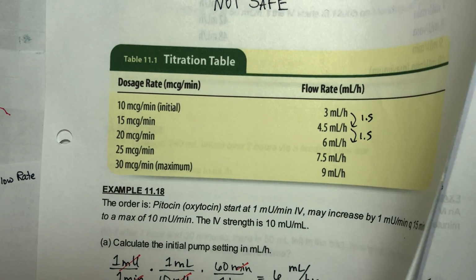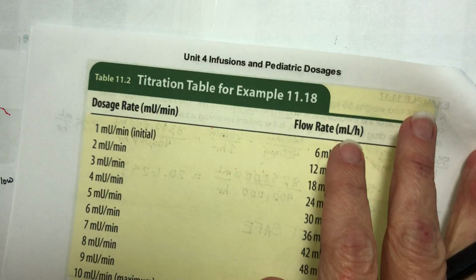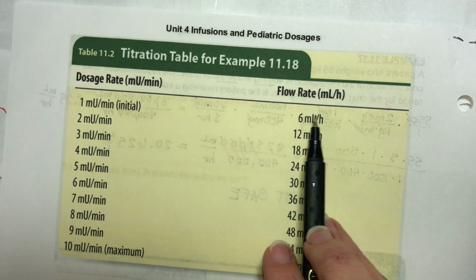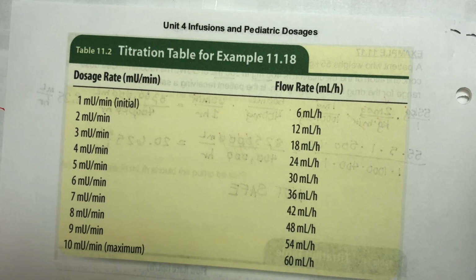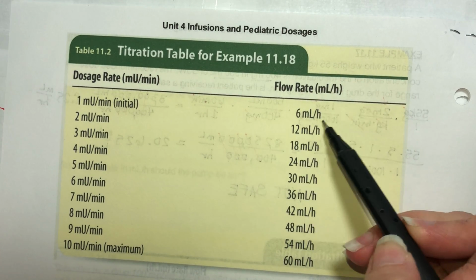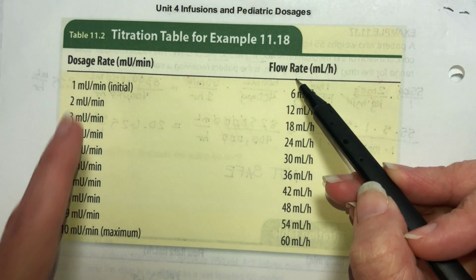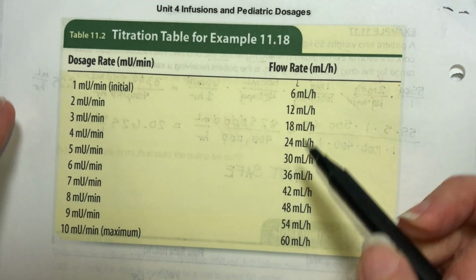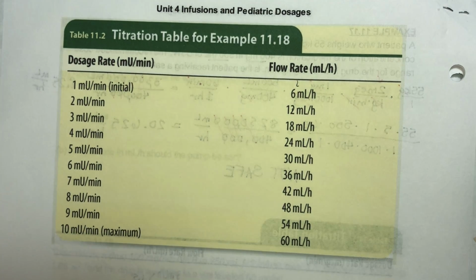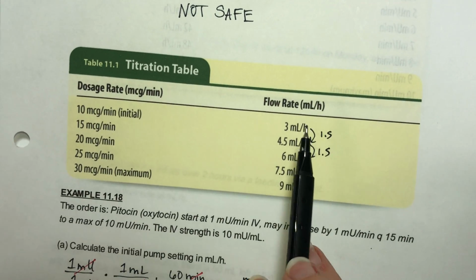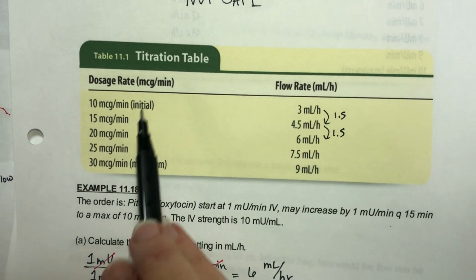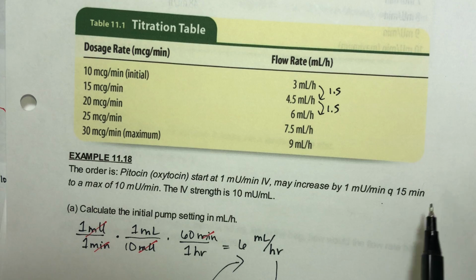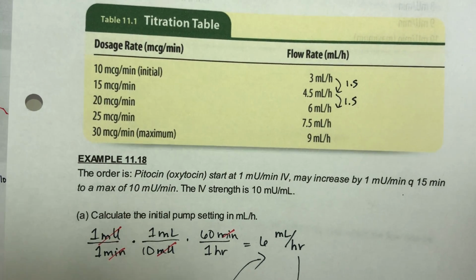But here, what we end up with is this titration table right here. Our initial rate was 6 milliliters per hour. If we're going up by 1 every time, we actually end up going by the same as this, no calculation needed. So when we jump up, we go to 12 and then 18, and we're going up by 6 every time. So if you're asked to fill out a titration table, this is what it's going to be. You figure out your initial dose, and then you figure out how much it's going to go up every time, depending on how much you get to administer every however long it is. And so that's how you do a titration table.